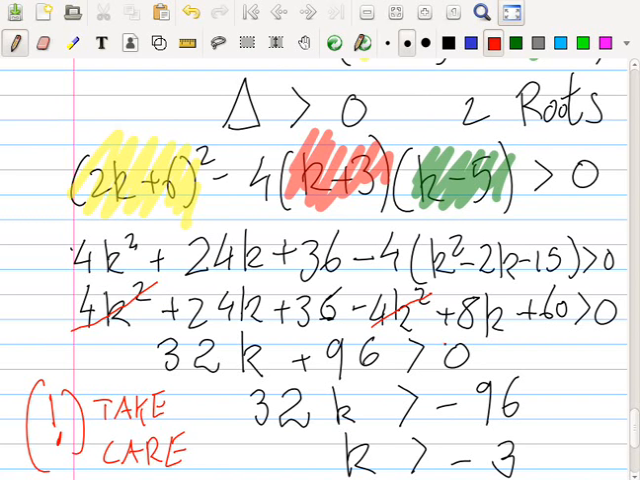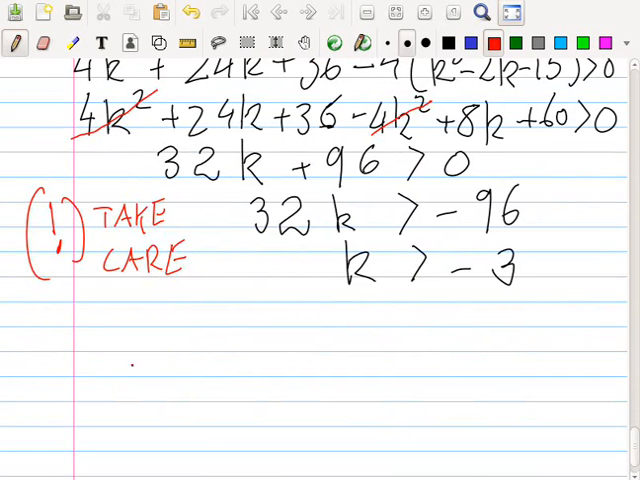If that was a minus, you see this 32 here? If that was a minus 32, in the last step when you divide by minus 32, this gets flipped around the other way. Have you seen this before? Okay, I'll just show you here. If, for example, you had minus 32k more than minus 96, when you divide by a negative number, it flips this around the other way. So that's what I mean by take care. Just remember that.